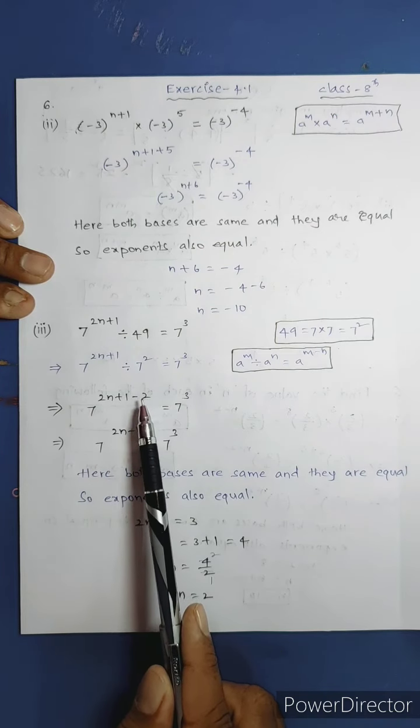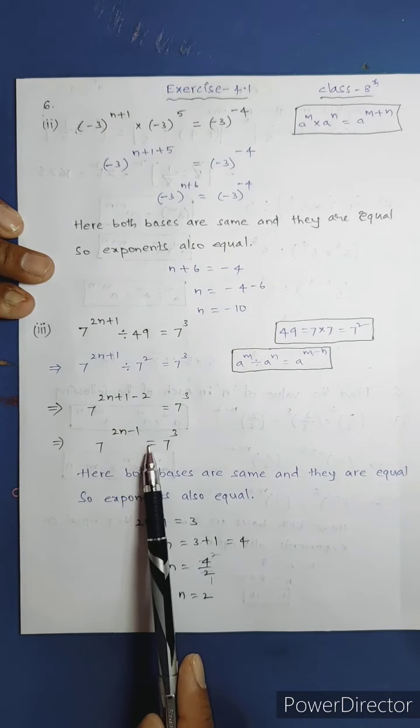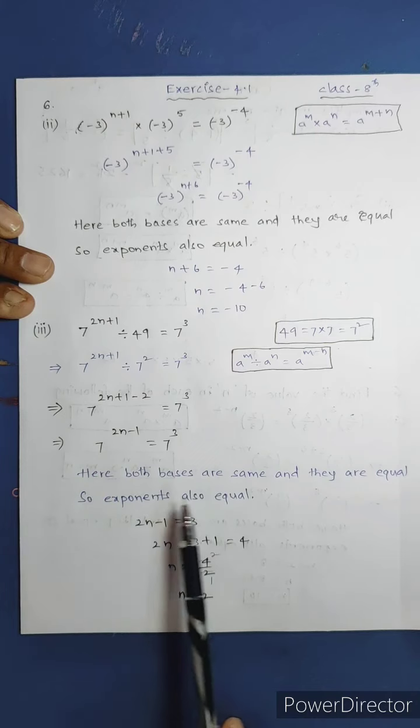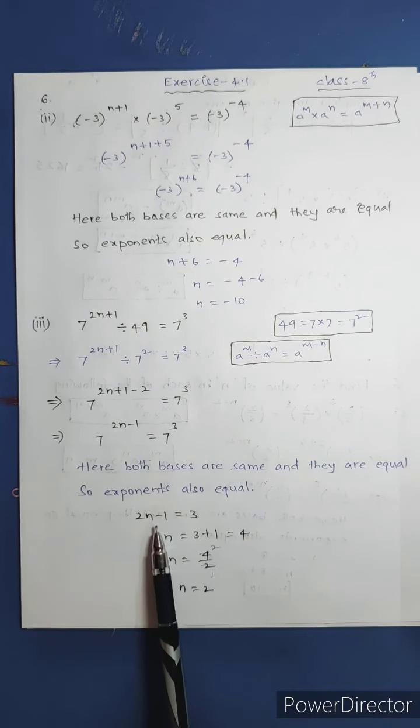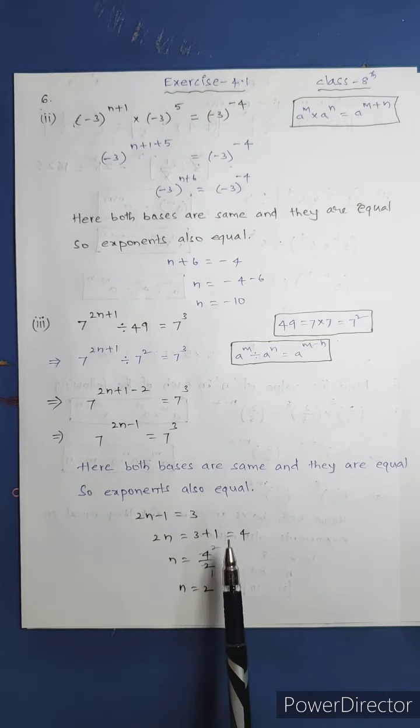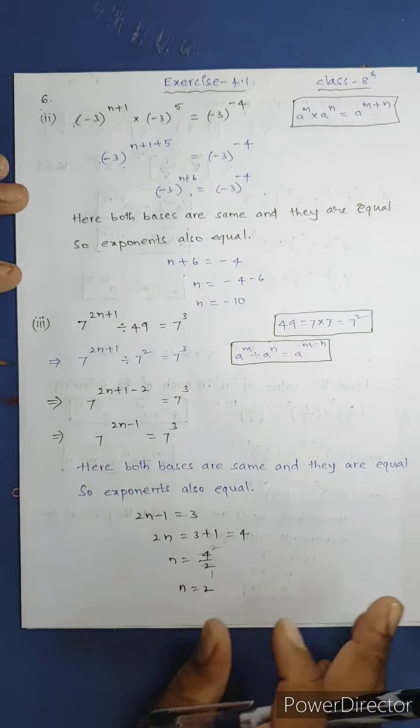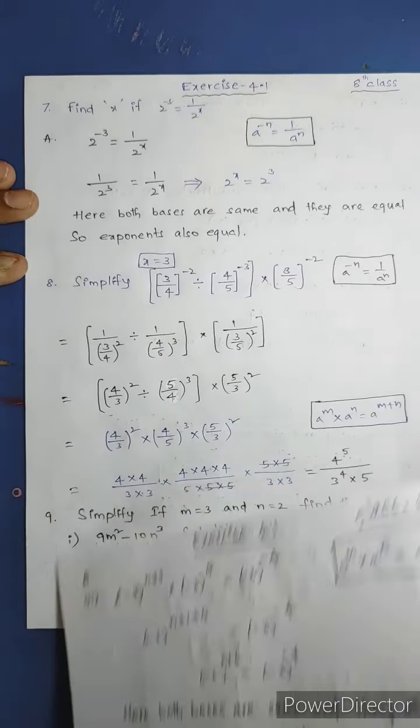2n plus 1 minus 2 is 2n minus 1. Here both bases are same and they are equal, so exponents are also equal. 2n minus 1 equals 3. 2n equals 3, send this minus 1 to that side as plus 1. 2n equals 4. n equals 4 by 2. n is 2. So the value of n is 2.